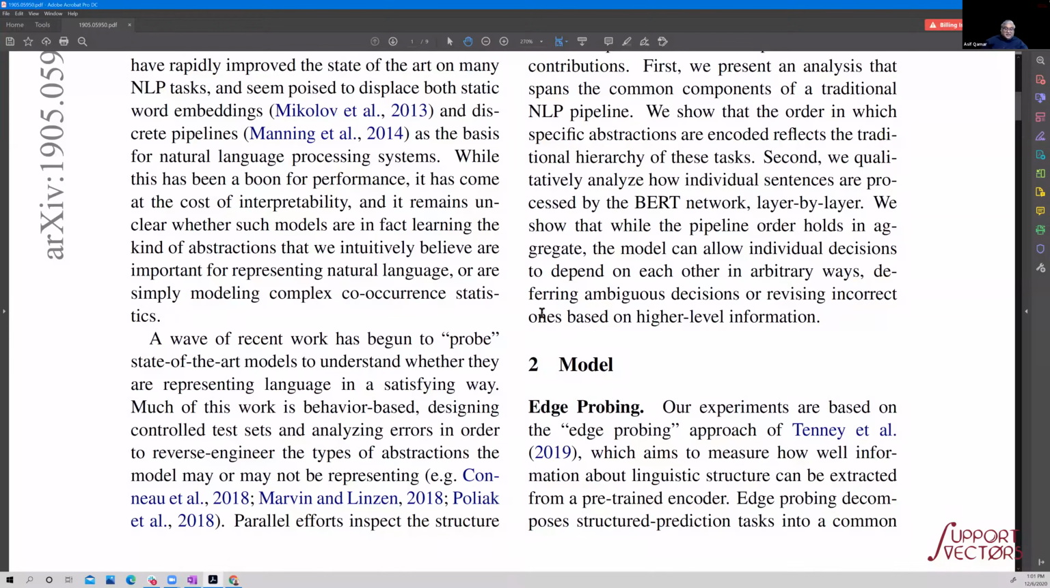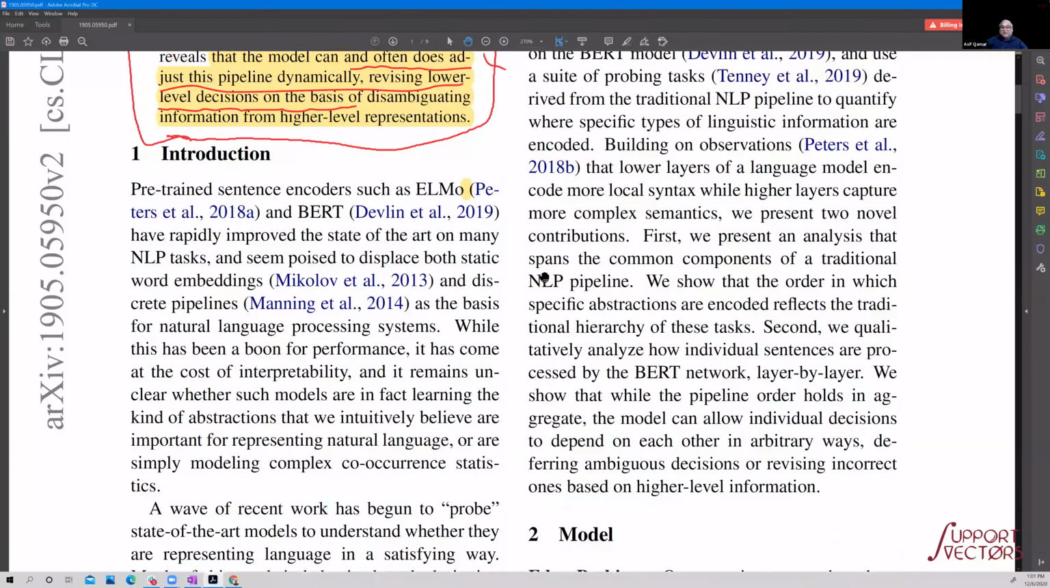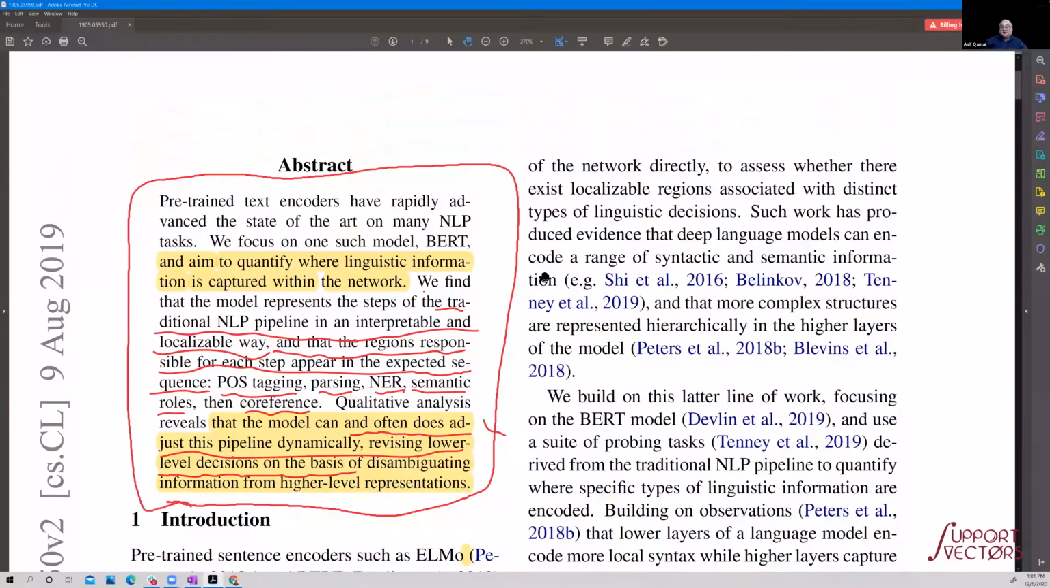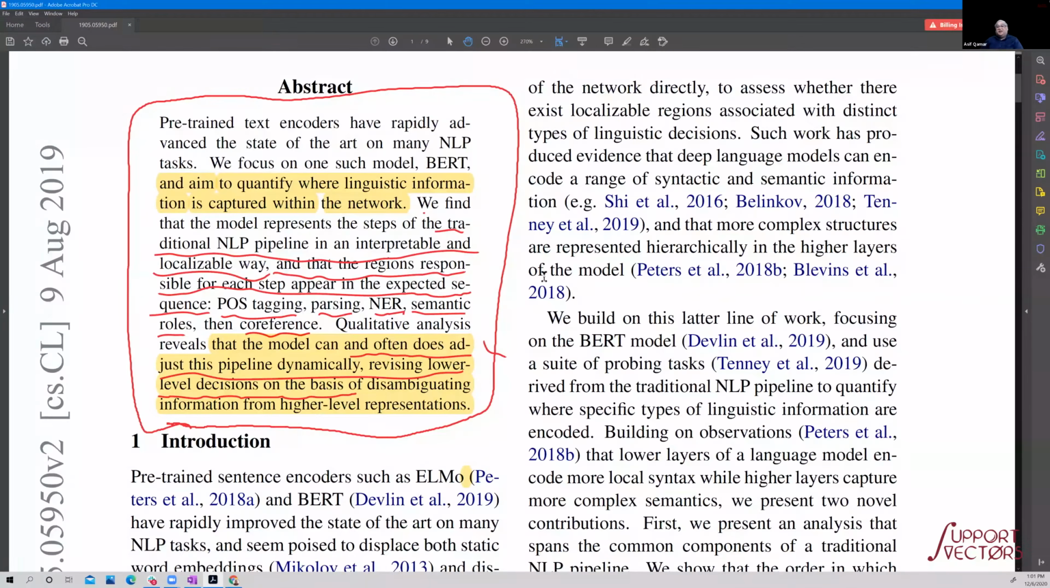Right? Then they say parallel efforts inspecting the structure of the network directly to assess whether there exist localizable regions associated with distinct types of linguistic decisions. So people are also trying to look at the network directly and assess, is this first layer doing this? Is that second layer doing that? Right? So they're asking such questions. Such work has produced evidence that deep learning models can encode a range of syntactic and semantic information.